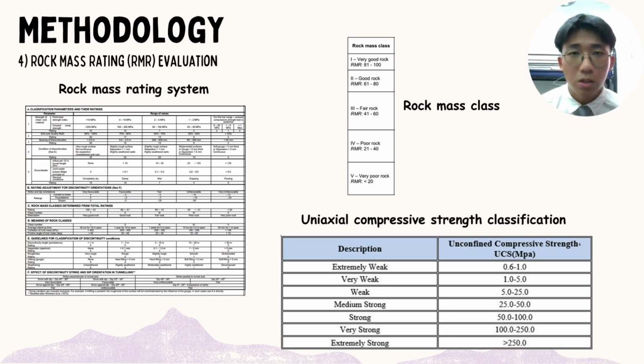After we determine the four parameters just now, we can evaluate it using the rock mass rating system and also uniaxial compressive strength classification. And lastly, we can determine it using the rock mass class, and we can know whether the rock is a good rock or bad rock.